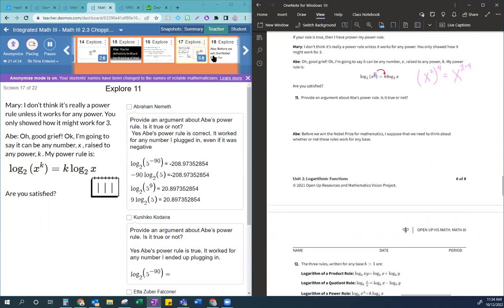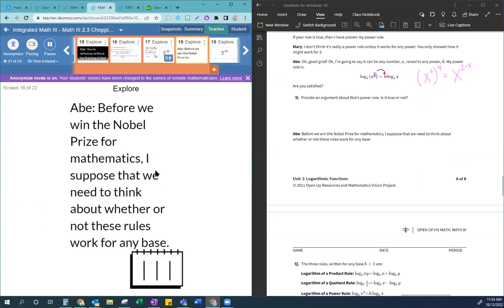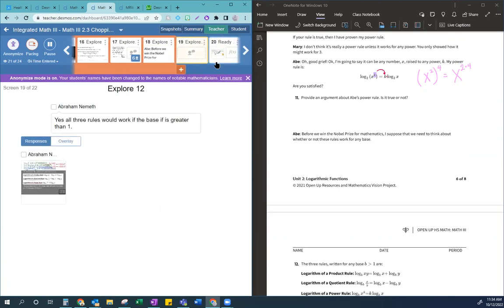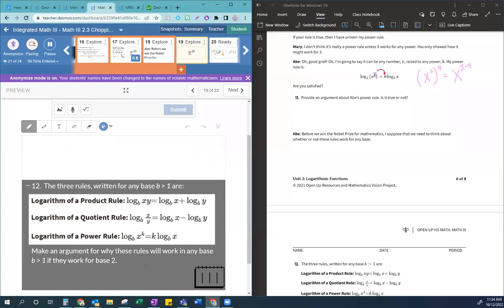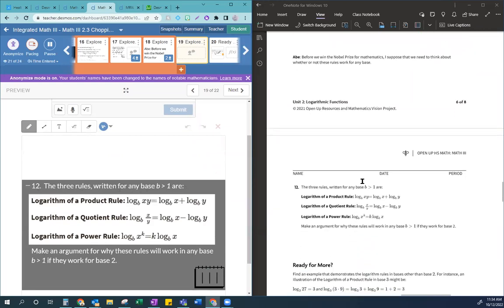Okay, last little piece here. Before we win the Nobel Prize for math, I suppose we need to think about whether or not these rules work for any base. And so the question was, do you think it works for any base? And this should go somewhere in your notebook. Take a snap of this, make sure you have this. It's also right here. And make sure that you get this. So I'm going to say these rules together.